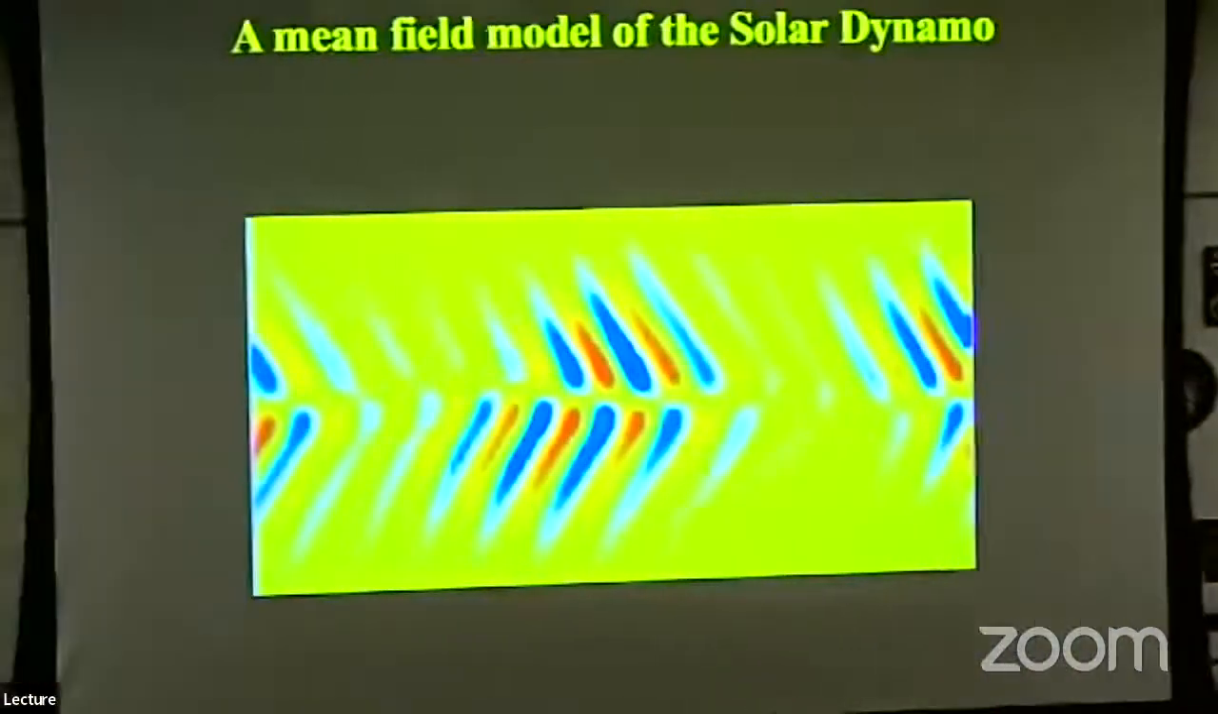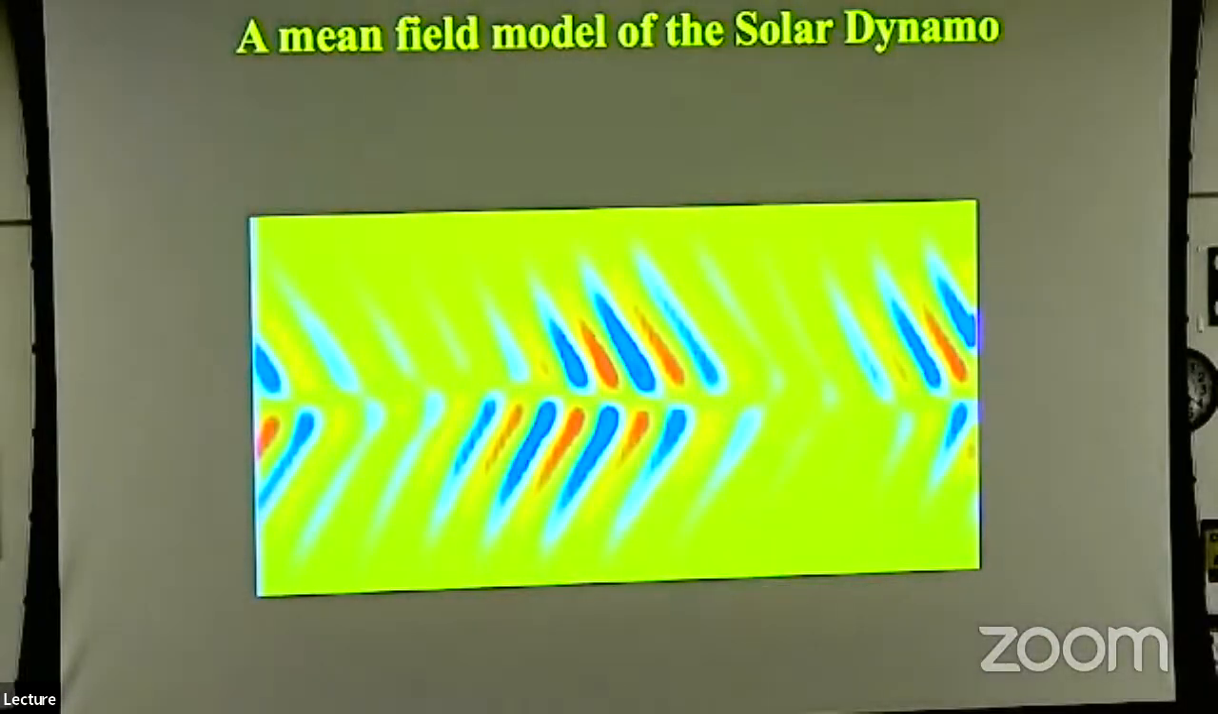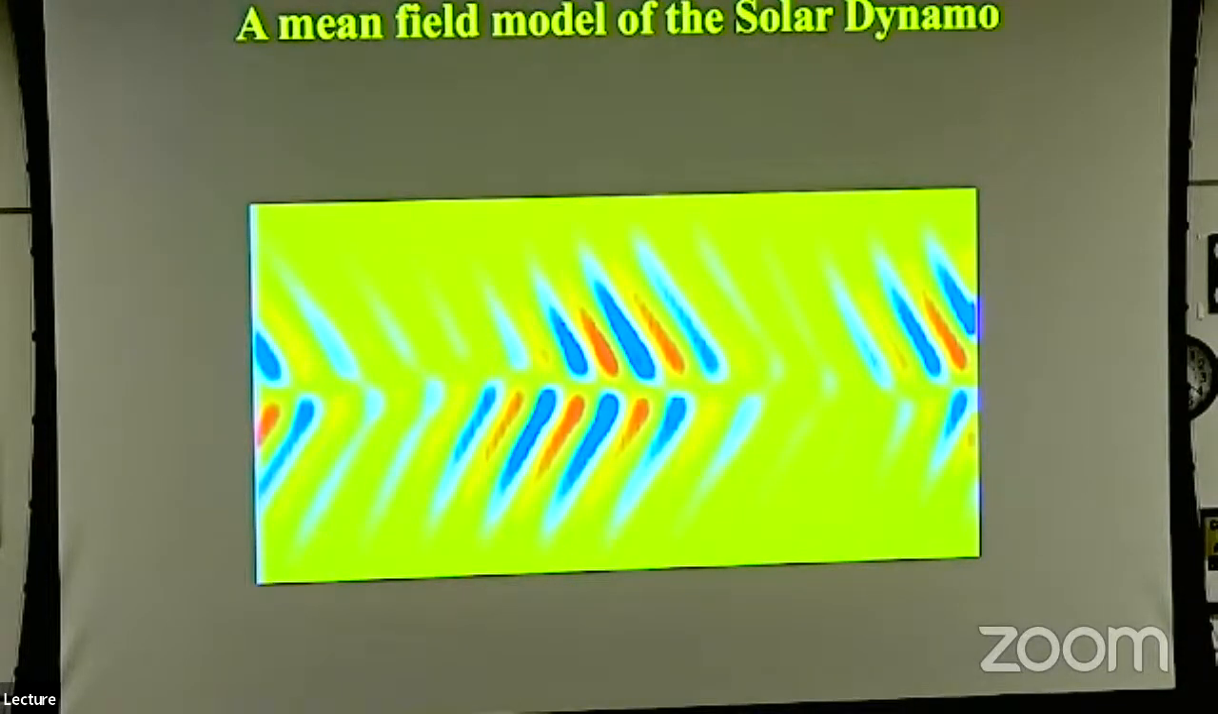I'm not going to get into this, but the reason people did this dates back to 1934, and there's a theorem by Cowling, which says a dynamo can't be generated by anything other than 3D mechanisms. So in 1934, that's it, game over. There's nothing you can do. You're not going to solve 3D problems in 1934.